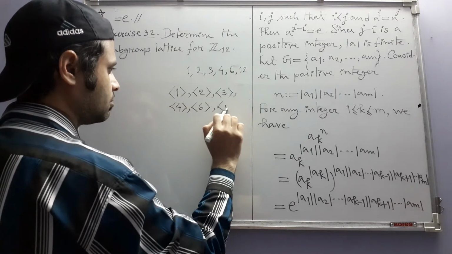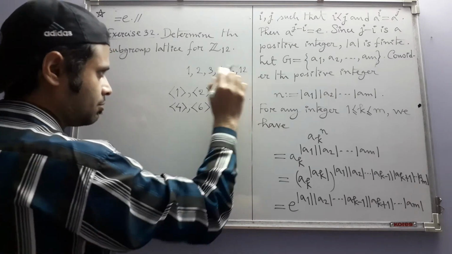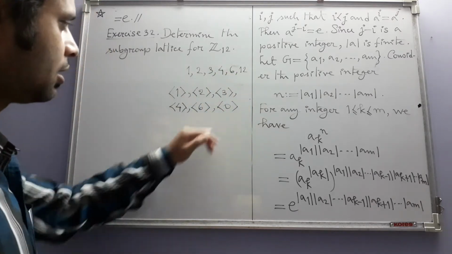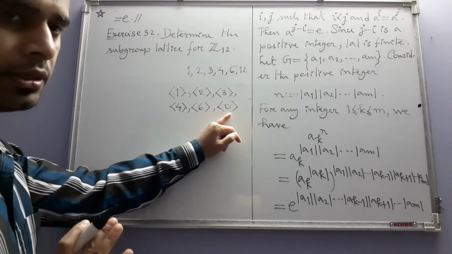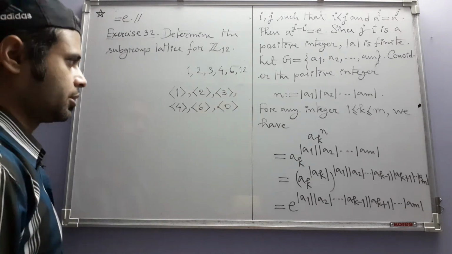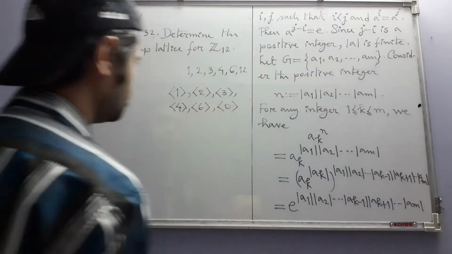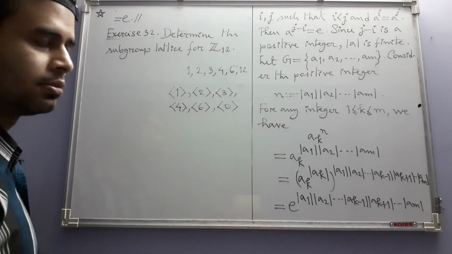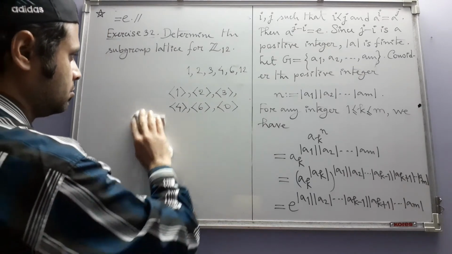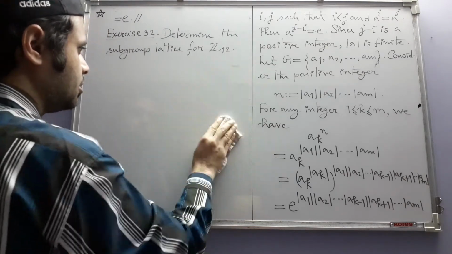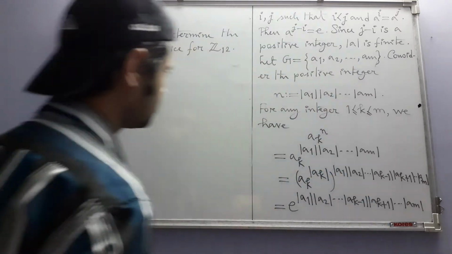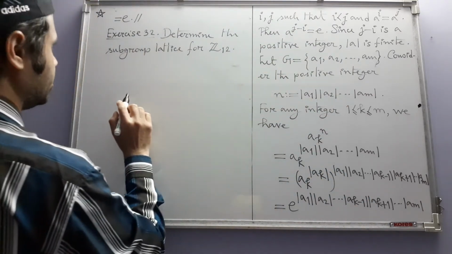And the one generated by 12, of course, is the trivial group consisting of only the identity element. Now the relationship among these subgroups, that is, which one is contained in which one, is shown by the subgroup lattice like this.